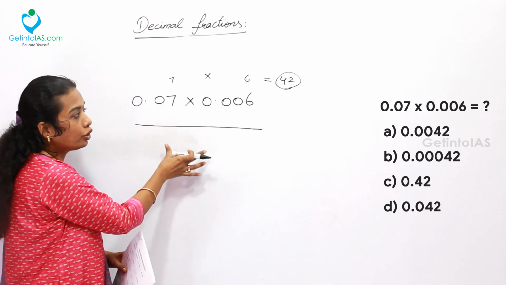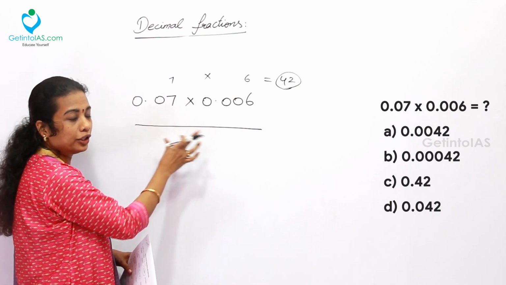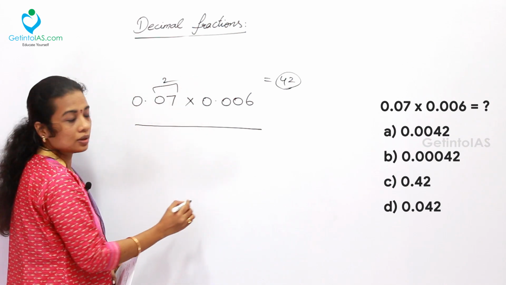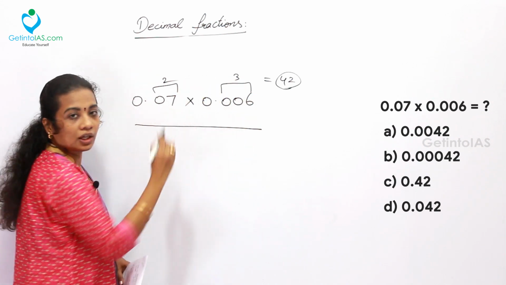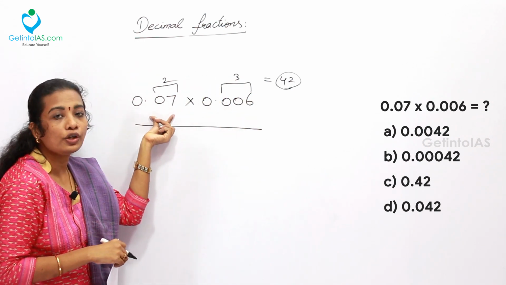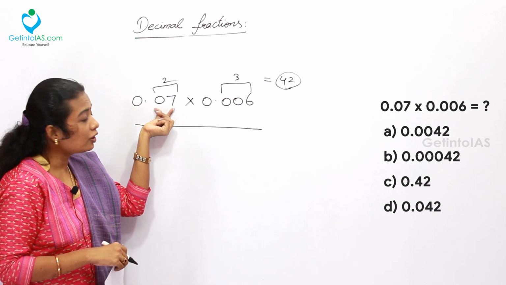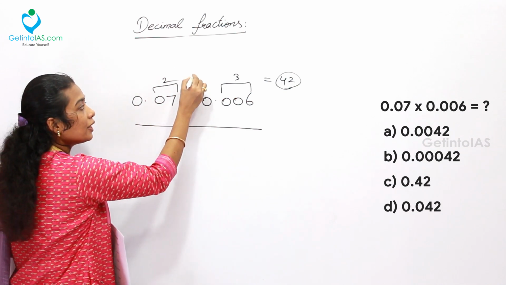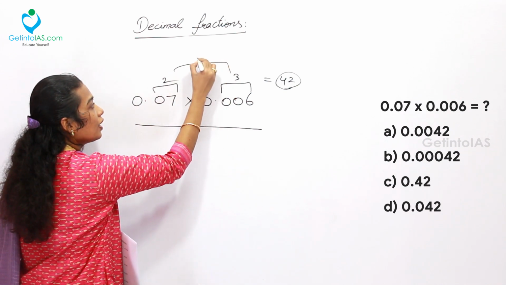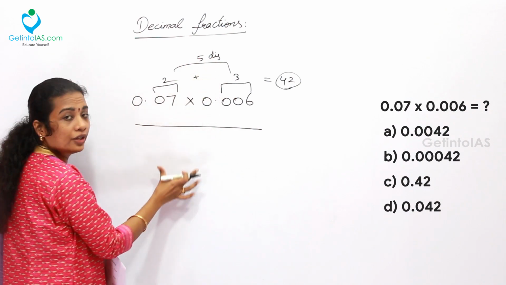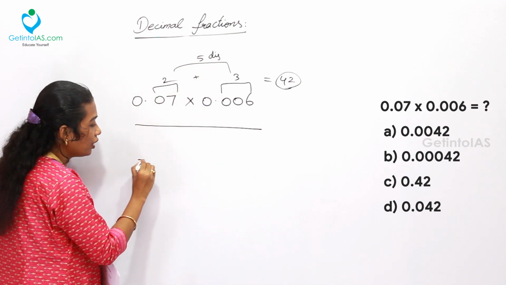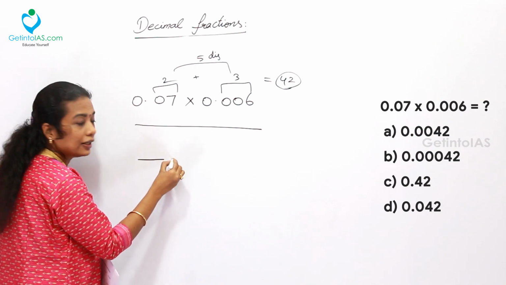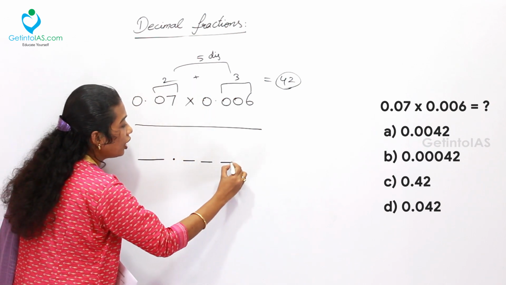So many options are given in this way. Here, how to determine the correct position of the 42? Let's count how many digits after the decimal here: 2 digits. Here: 1, 2, 3, 3 digits. Whenever you are doing multiplication, you can add up the digits after the decimal point on both sides. So 2 plus 3 is 5 digits. So 5 digits after the decimal, and here you can allot the places for the whole number after the decimal: 1, 2, 3, 4, 5.